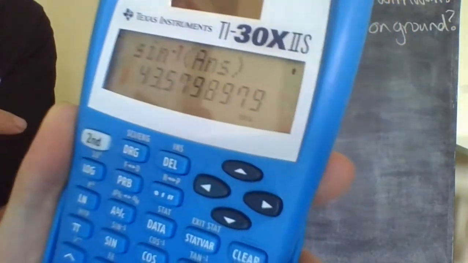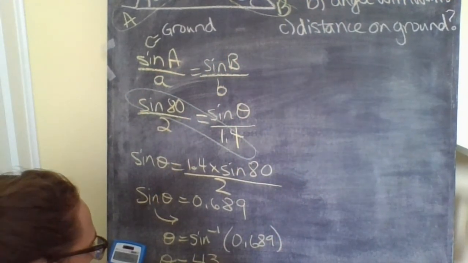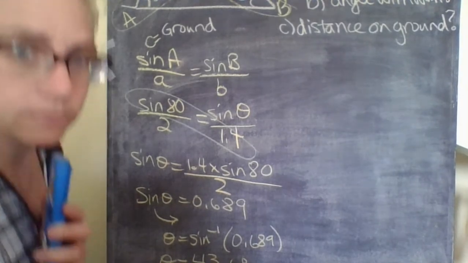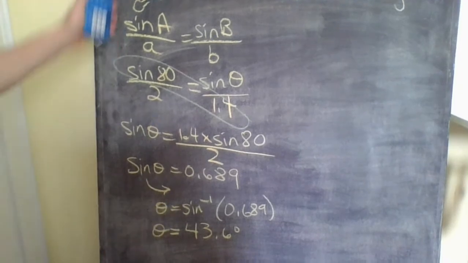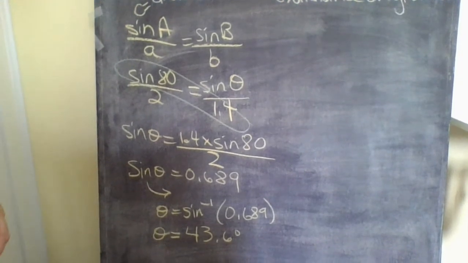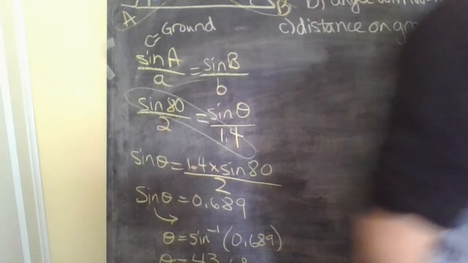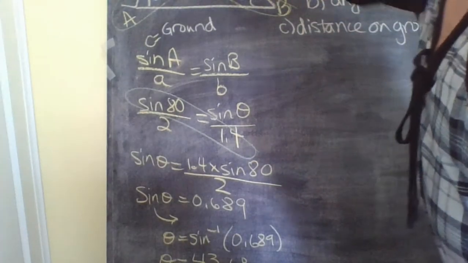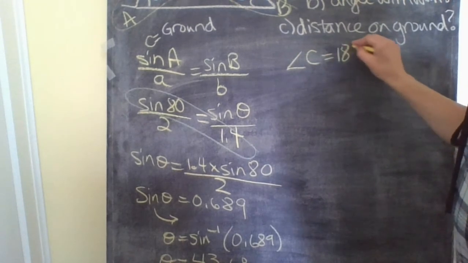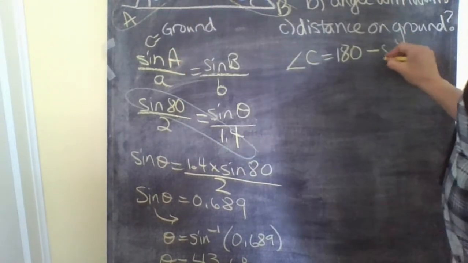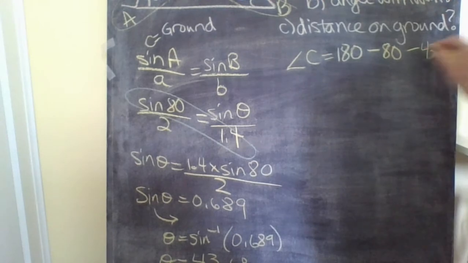Oops, equals 43.6. Perfect. Okay. So if I know that angle and I know the other angle, well, the third angle, I just have to subtract everything from 180 and we got it. So let's do it. So to get angle C, so angle C is just 180 minus the 80 I already know, minus the 43.6 I just solved for.